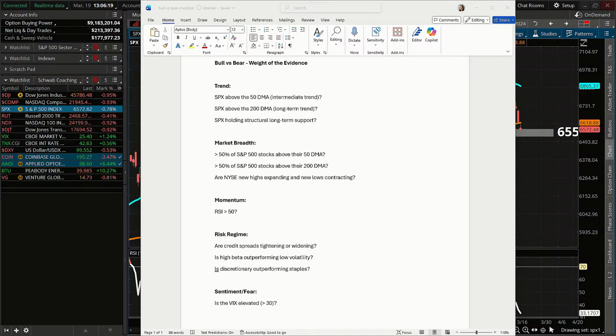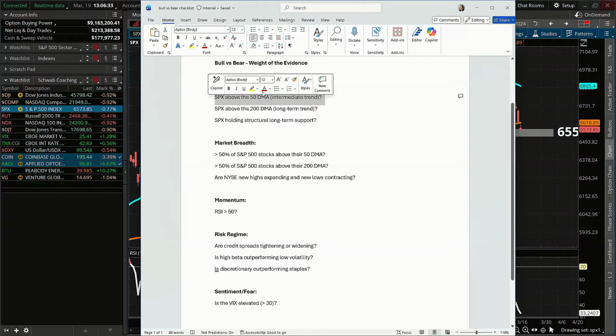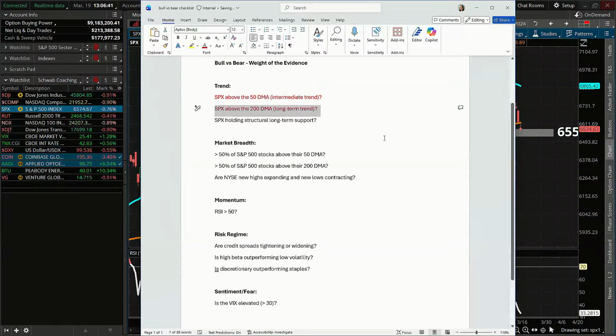We're going to look at the trend. So we're going to start with the S&P 500, and we're going to take a look at where we are at for the 50, the 200, and our structural long-term support. And you guys kind of already saw on the chart there, we are not above the 50-day moving average. So we're going to put that one in red there. We also just lost the 200-day like we just saw as well. So that's again going to be another almost like bearish tilt here. So I'm going to make those in red.